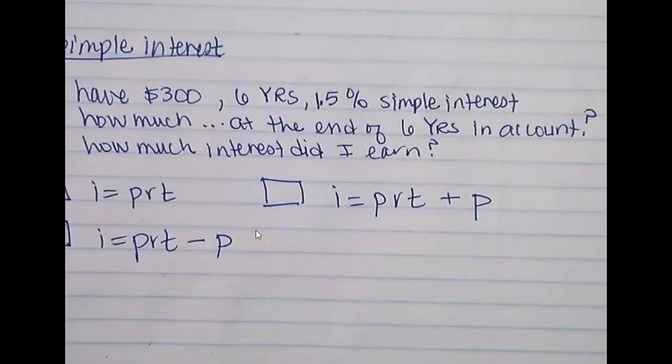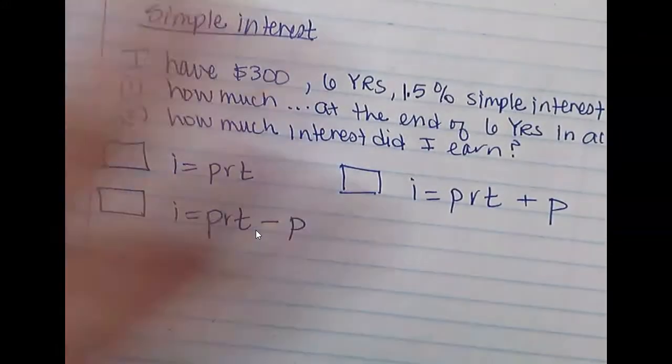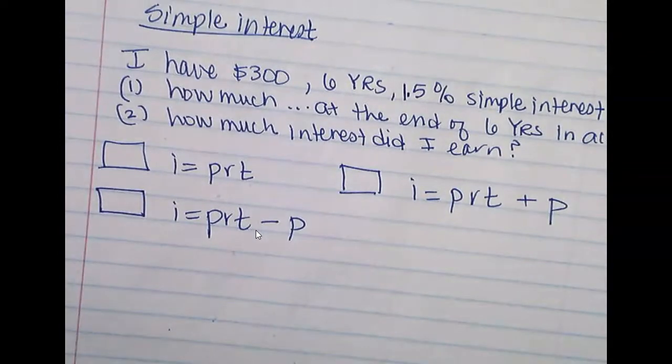Let me scoot that over. How much at the end of the year, 6 years, is in my account? Second question, how much interest did I earn? Between these three formulas, which one goes where? And if you notice, I have an extra. Stop the video, figure that out.